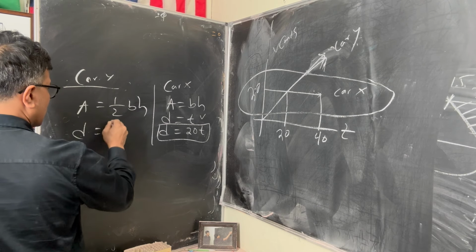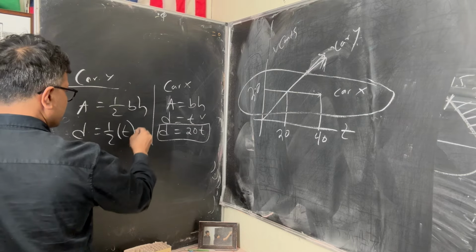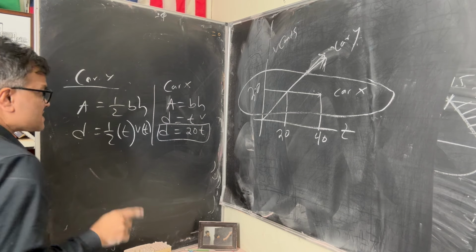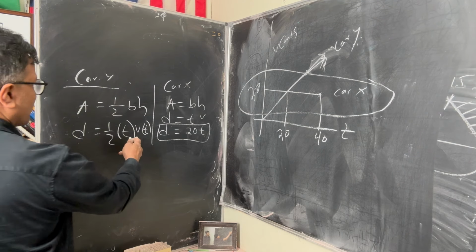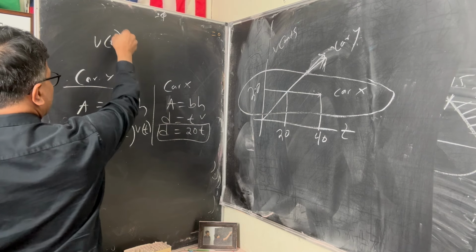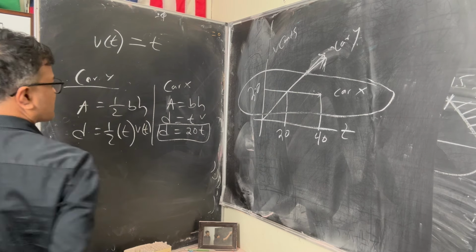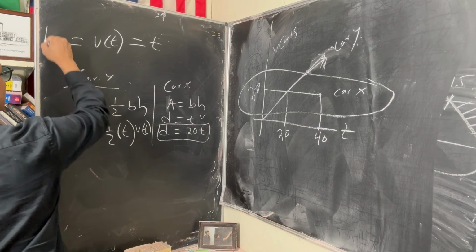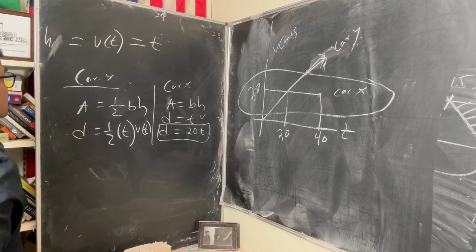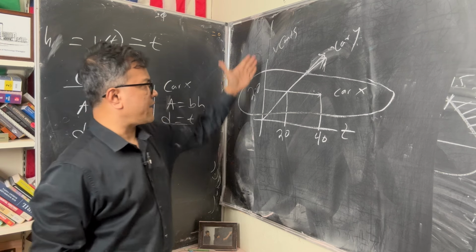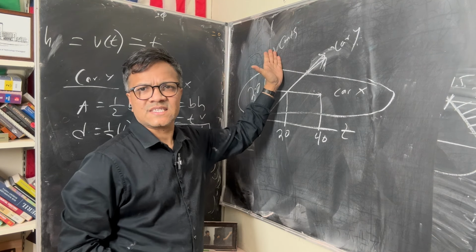Area is distance, half, B is time, and H is velocity. Now, this is technical. Please try to understand this. Now, for a V of t, V of t is equal to t. What does that mean? The height. H for height. The height is the y-axis. All right, the y-axis is velocity.